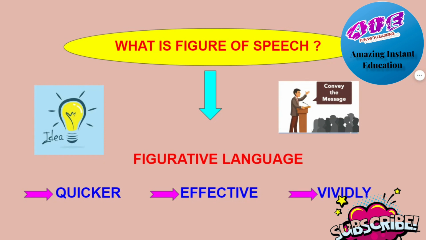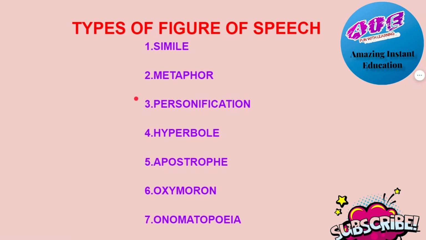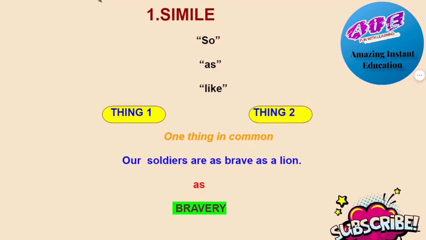Okay, so in English, there are many figures of speech, out of which we are going to learn about 7 important figures of speech: simile, metaphor, personification, hyperbole, apostrophe, oxymoron, and onomatopoeia. I will teach you an easy way to remember the names of the figures of speech at the end of this video session. Okay? So let's get started with the most common one, that is simile.